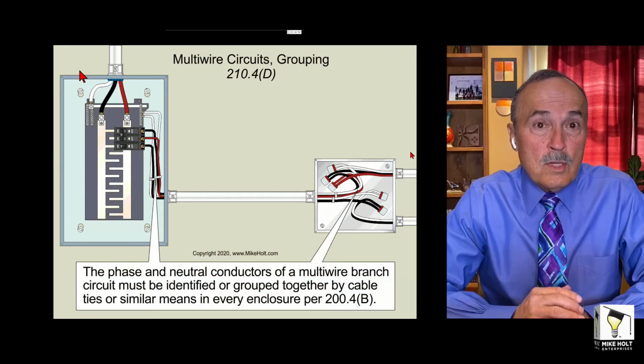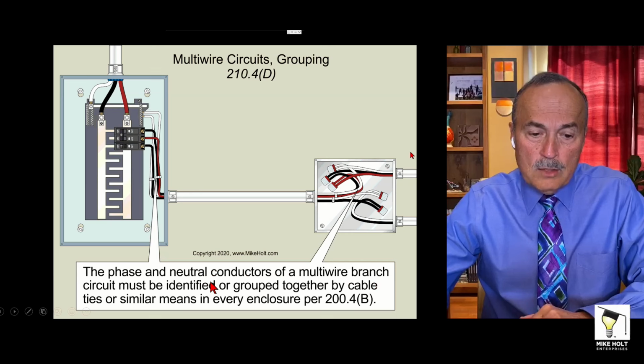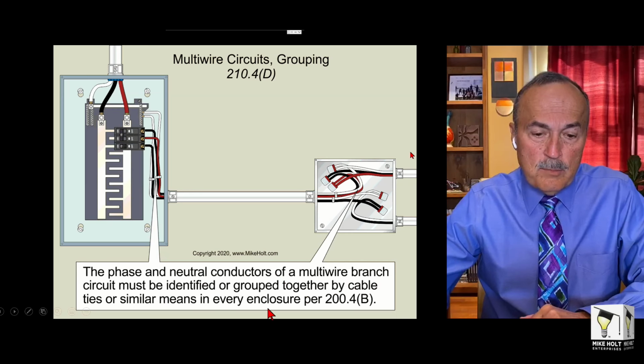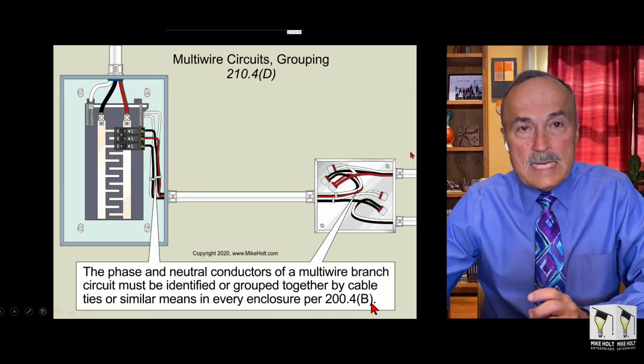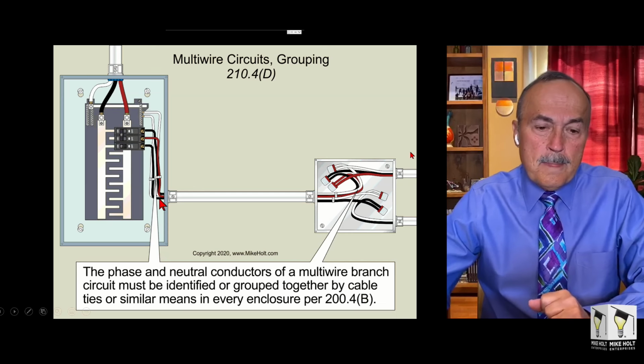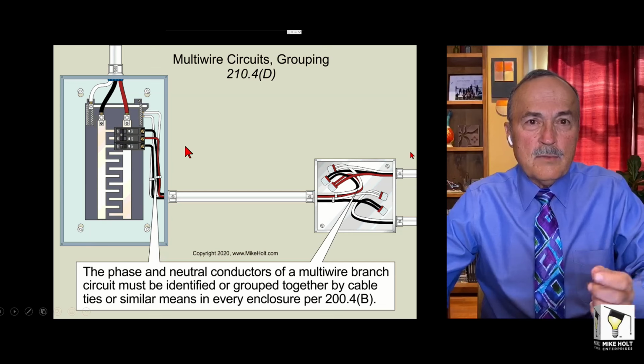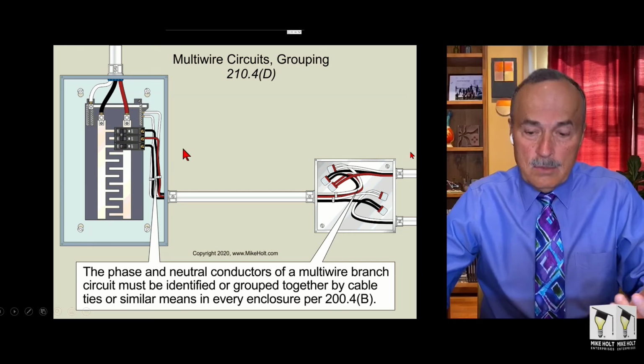Let's go a little further on multi-wire branch circuit rules. The phase and neutral conductors of a multi-wire branch circuit must be identified or grouped together by cable ties or similar means at every enclosure. So we'd have to go to 200.4(B) also. Now, if it's coming out of one, there's an exception. If you have a multi-wire branch circuit coming out of, let's go back here.